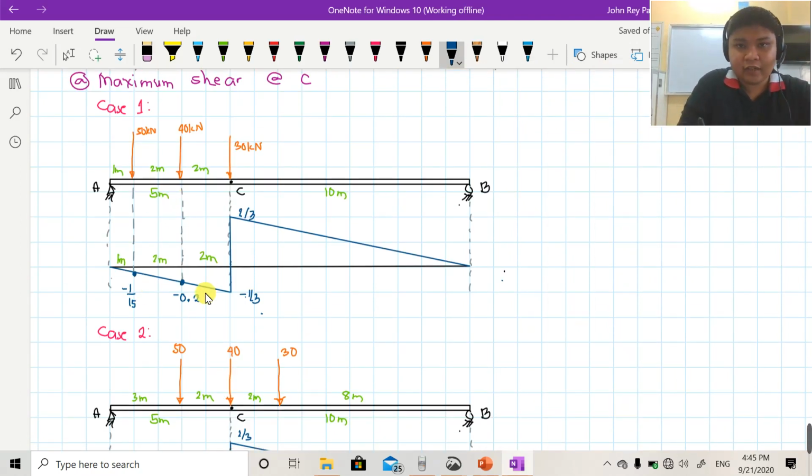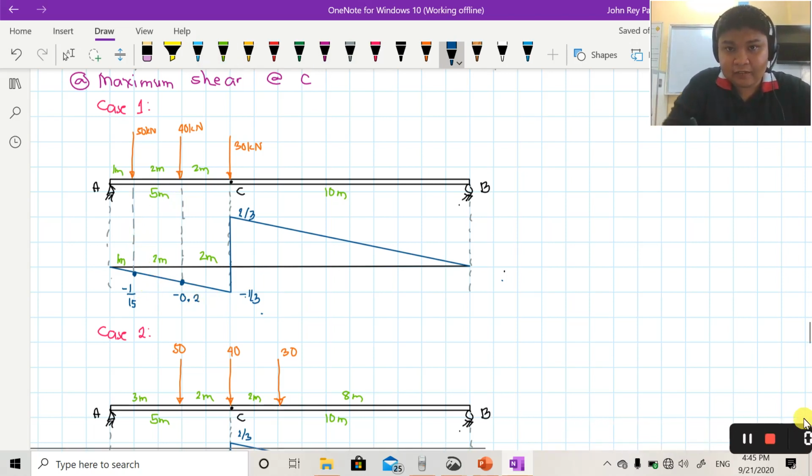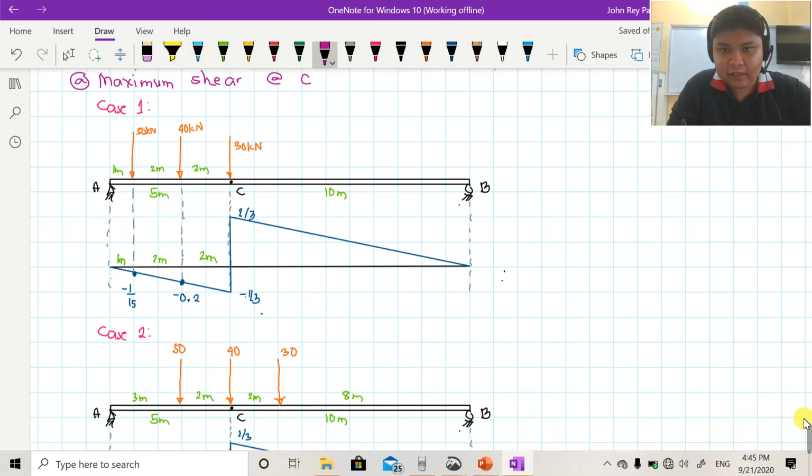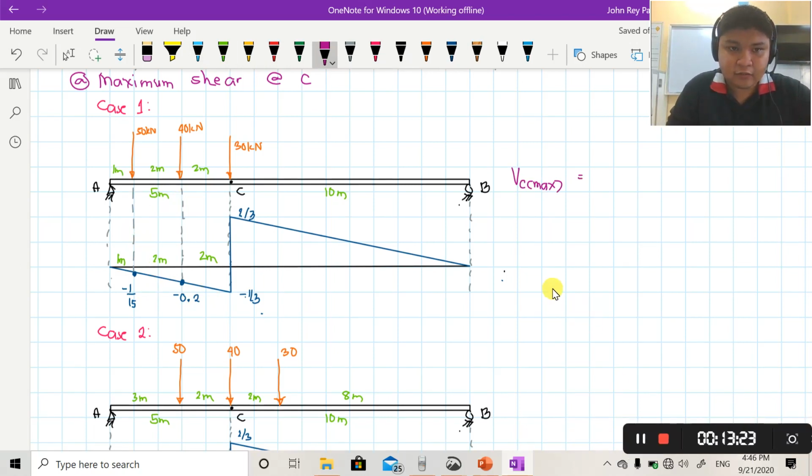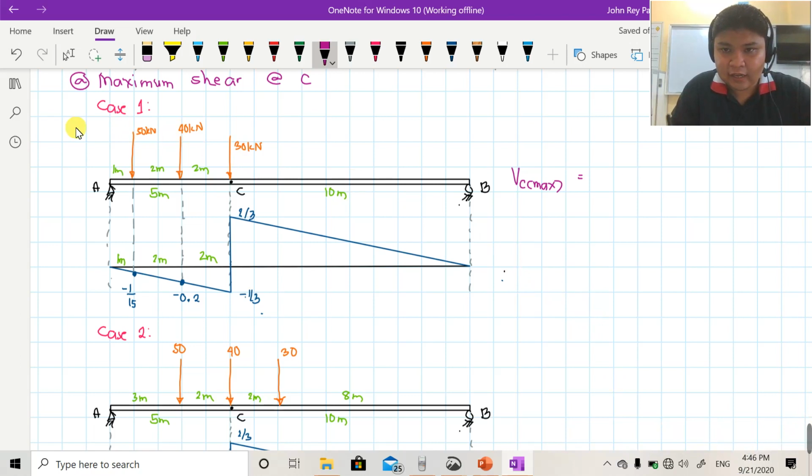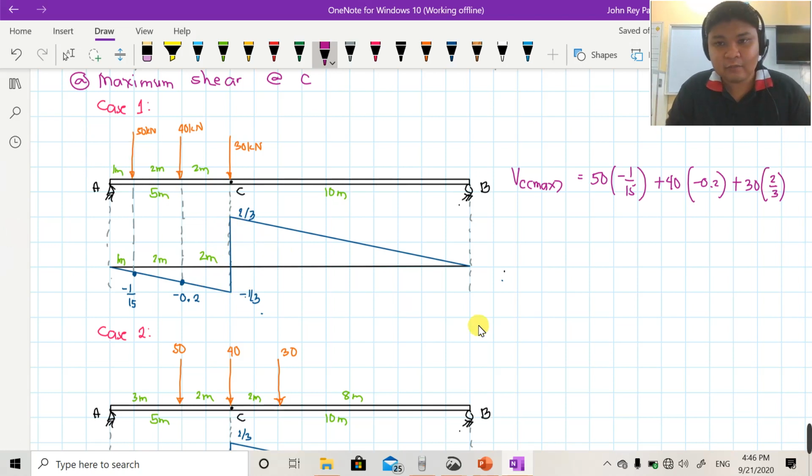So, therefore, hahanapin na natin ngayon, class, yung Vmax niya. So, ganun yung magiging process niya, no? So, therefore, lagay natin na VC max is equal to, so unahin ko muna, class, itong 50. Yung 50, class, ay i-multiply natin ng negative 1 over 15. Okay? Plus, yung 40, i-multiply natin ng negative 0.2. Plus 30, multiply natin ng 2/3. Again, sa case ng 30, ang piliin nyo, class, is yung positive 2/3.